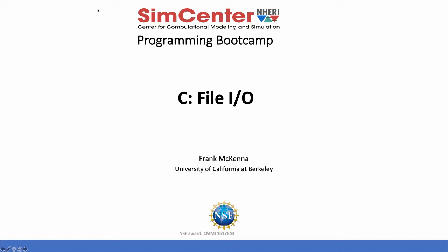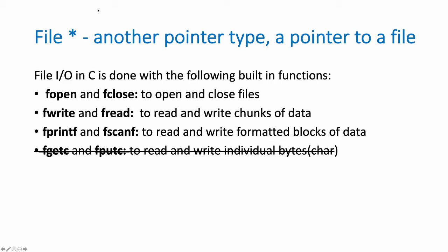In this video, I'm going to demonstrate how we perform file I/O in the C programming language. We're going to introduce a new pointer type, a pointer to a file, something new. We get this pointer by invoking the fopen function. Fopen and fclose are two new functions that you haven't seen before. The first one, of course, opens the file. The second one will close the file.